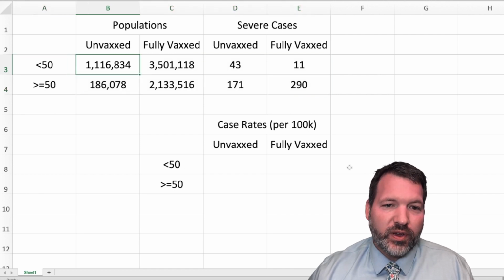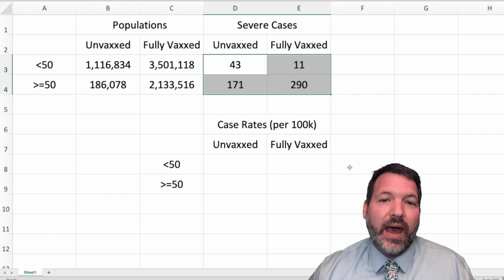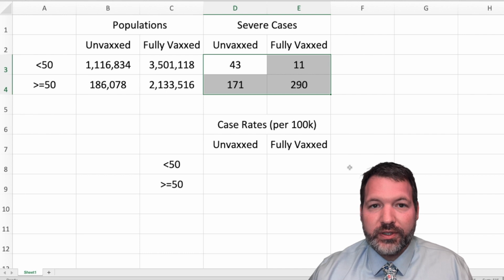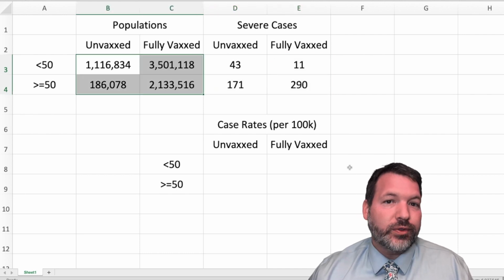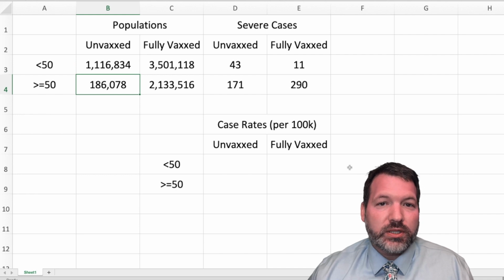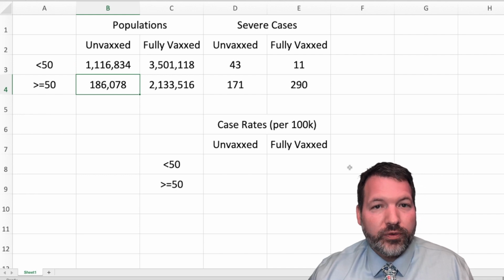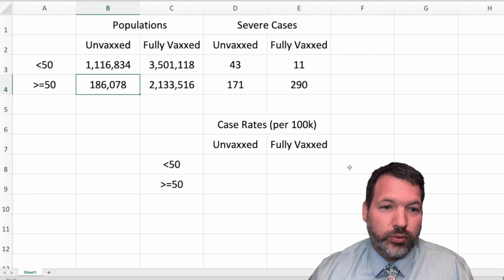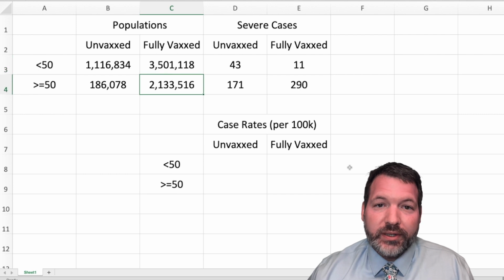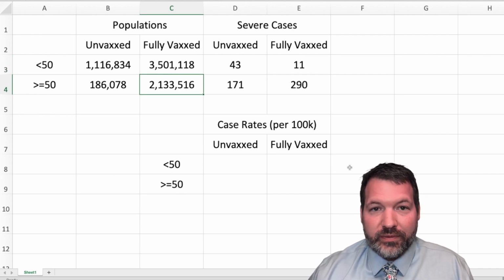With these 8 numbers, we've got the actual cases among our vaccinated and unvaccinated population, under 50 and over 50. And then, of course, we have the sizes of those groups, which are very different. You can see we've got a group as small as just a couple 100,000 people. That's the over 50 unvaccinated group. And then our largest individual group is the 3.5 million people who are under 50 and vaccinated, though by percentage, it's definitely this over 50 vaccinated group. That was 90% of that population.